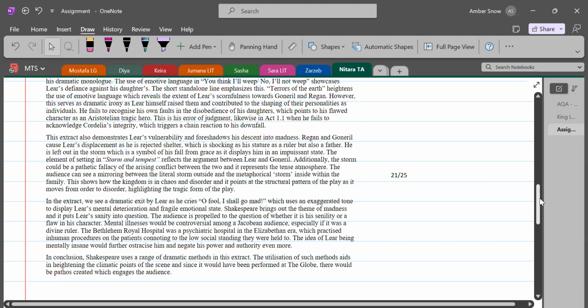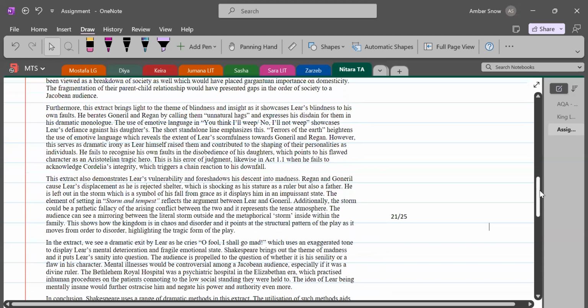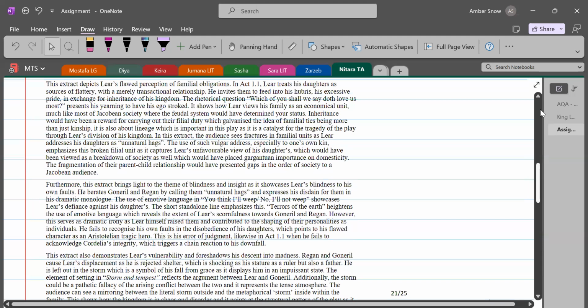Miss, in an exemplar answer, I read the examiner's report and it had something about bringing in extra points, like more points in the conclusion, and I think that got marks for it. Miss, it was an exemplar answer.